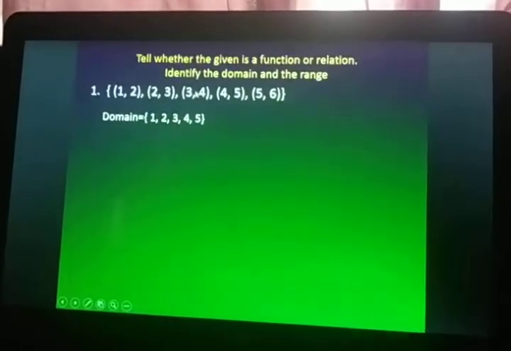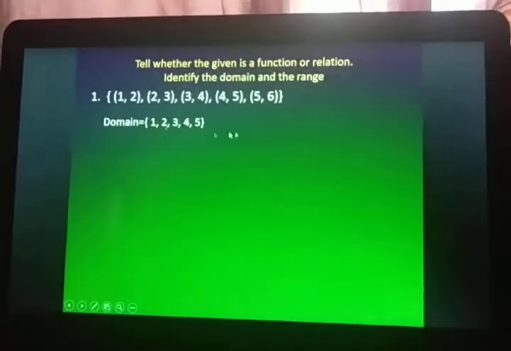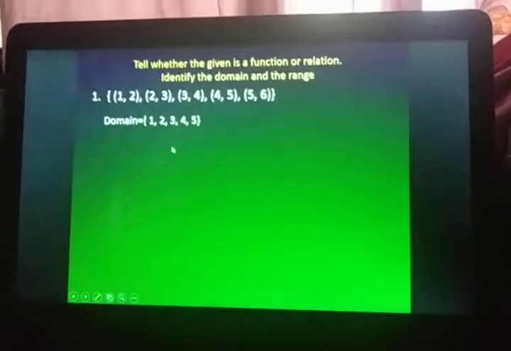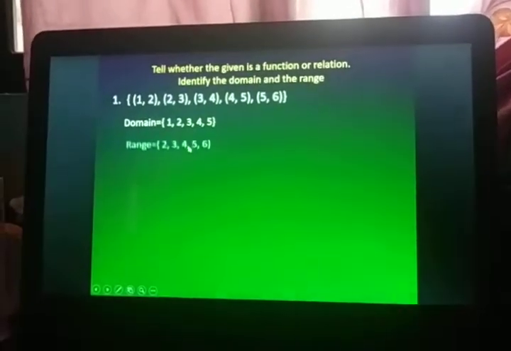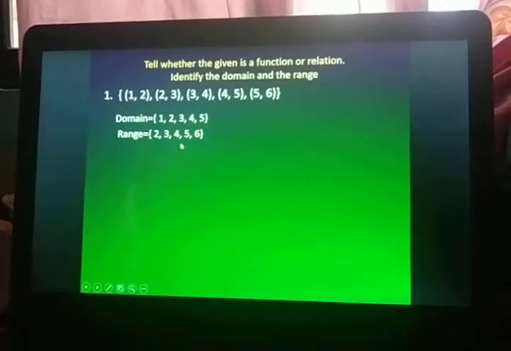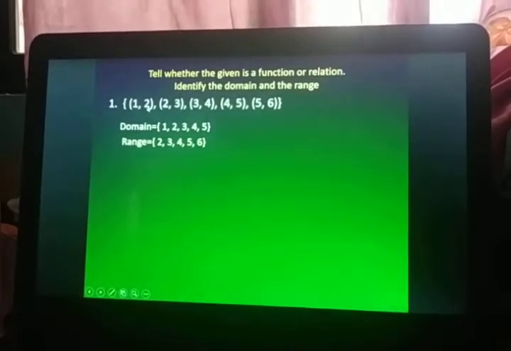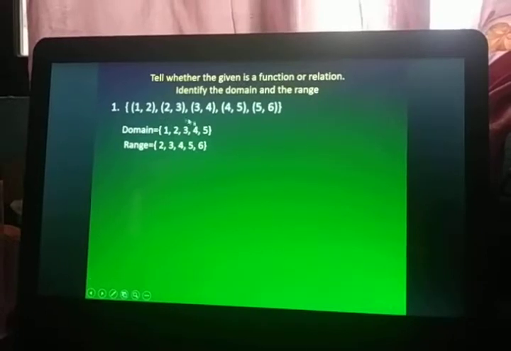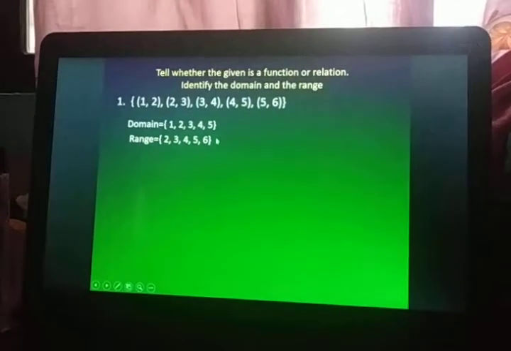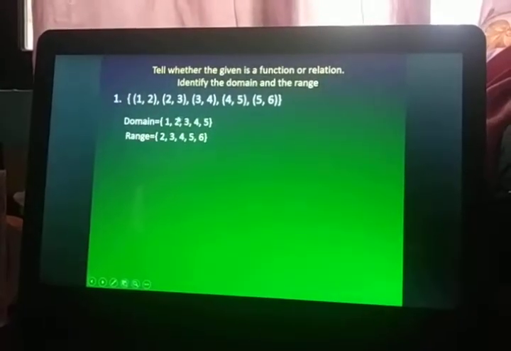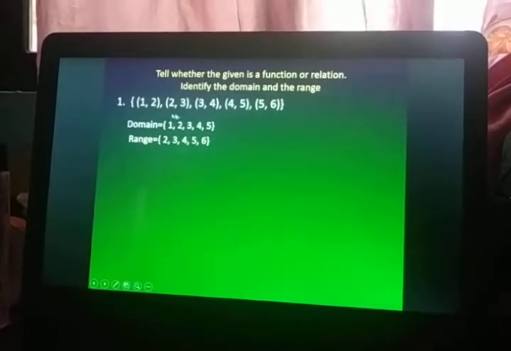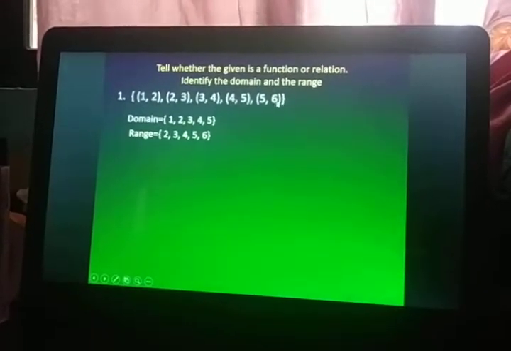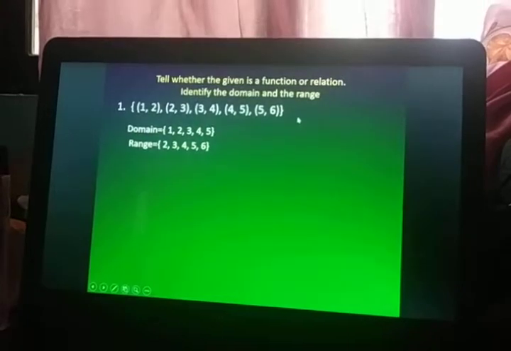1, 2, 3, 4, 5. Correct. The range, the second coordinates, or the ordinate, or the y values. You have here 2, 3, 4, 5, 6. There you go. Is there a repetition in the domain? Wala nagsulit-sulit sa domain? Wala. And so, the given set of ordered pairs is a function.